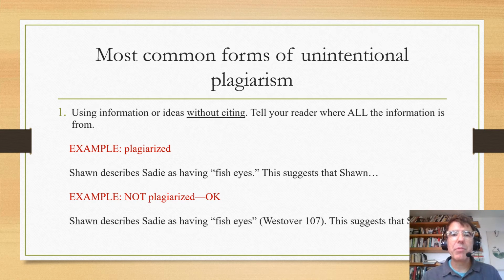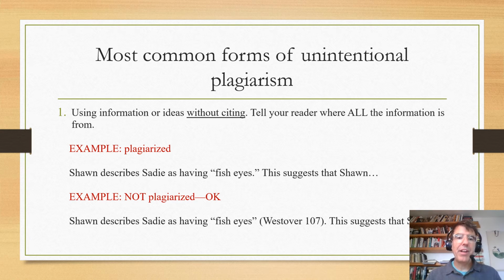So to avoid number 1, you give a citation. So Westover 36 in parentheses. That's your citation. Example, plagiarized. Sean describes Sadie as having fish eyes. This suggests that Sean blah, blah, blah, blah. So notice the information has no citation. So this is a minor form of plagiarism, but you have to remember to have a citation to say what page number it's from for every bit of information.